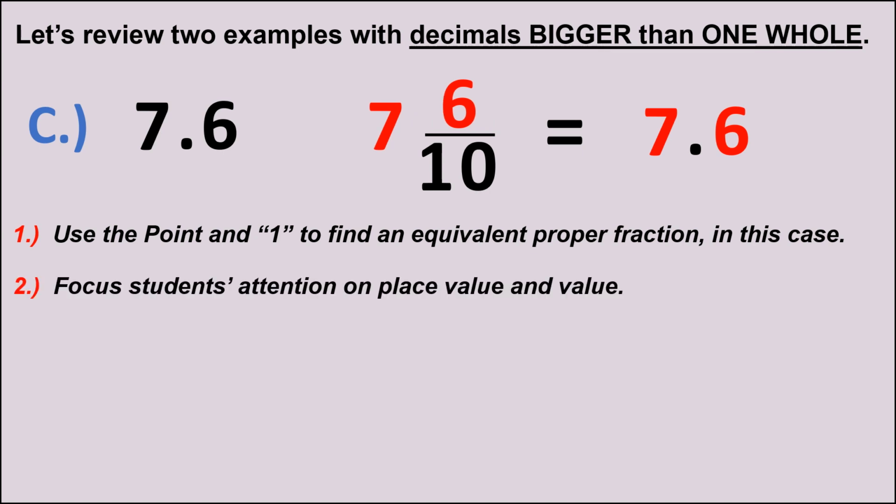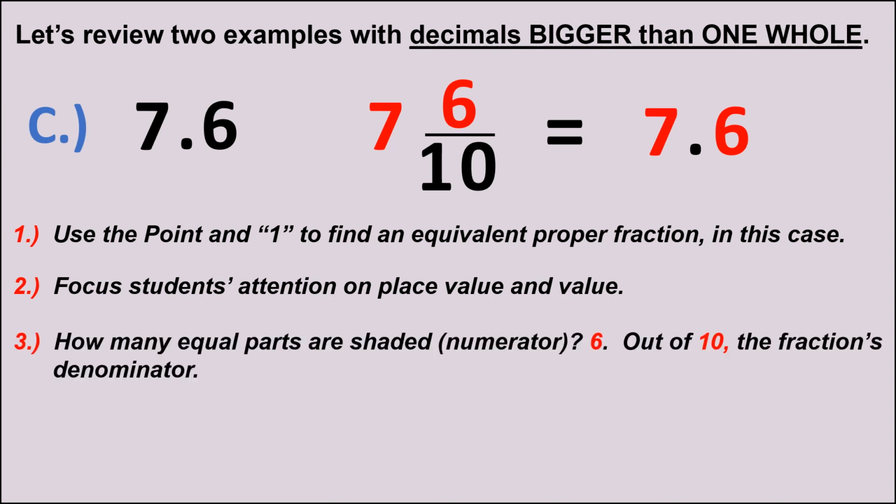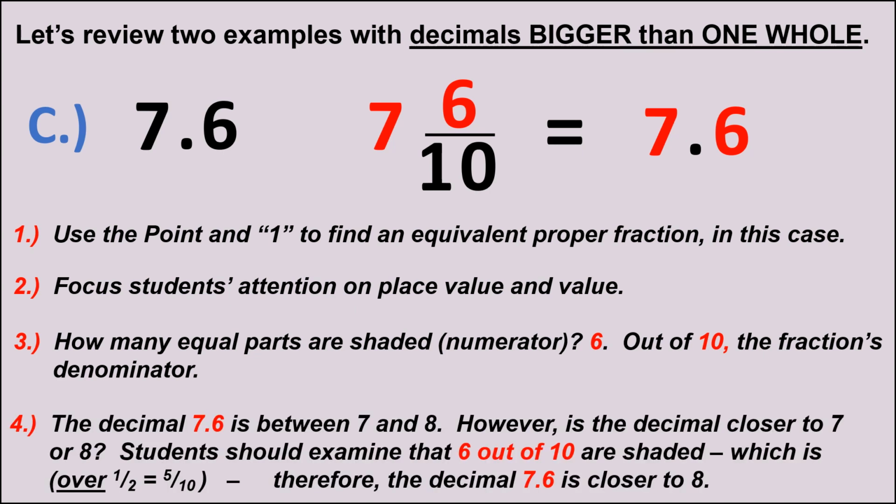Focus your students' attention on both place value and value. The place value is tenths and its value is 6/10. Of course, the whole number 7 is in the ones place. How many equal parts are shaded? 6 out of a total of 10 equal parts. The total number of equal parts is the denominator.